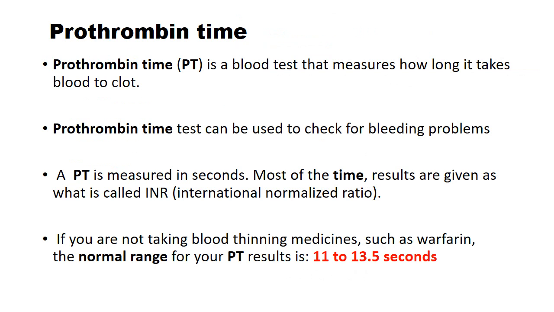Now prothrombin time is a test which measures how long it takes for the blood to clot. So you can check for bleeding problems. Usually it is measured as international normalized ratio. I'm leaving that out, I'm not going into details of this. If you're not taking blood thinning medicines, if you're not taking anticoagulants such as warfarin, the normal range of prothrombin time should be between 11 to 13.5 seconds.